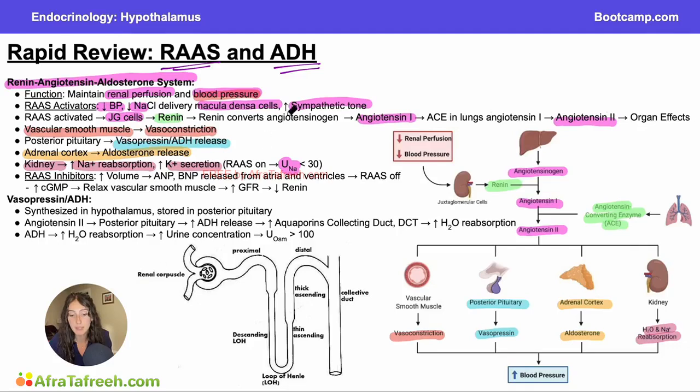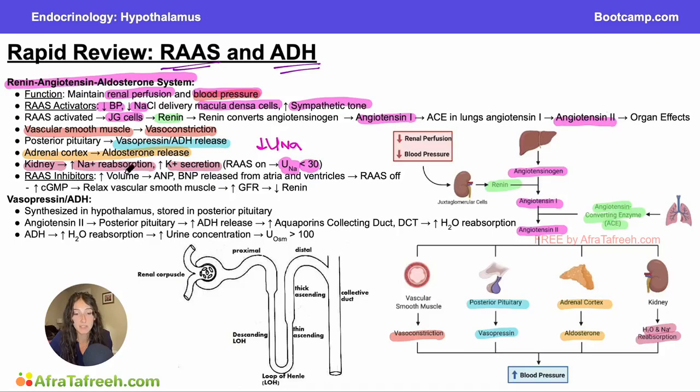So what that means is, when our RAAS system is on, we are going to have increased reabsorption of sodium from the urine back into the bloodstream. We're pulling sodium out of the urine, and that's the reason that we're going to have decreased urine sodium when our RAAS system is on. So this decreased urine sodium, or urine sodium less than 30, is going to be a common lab value that they will use as a proxy to tell if the RAAS system is on or off. So that's what turns our RAAS system on.